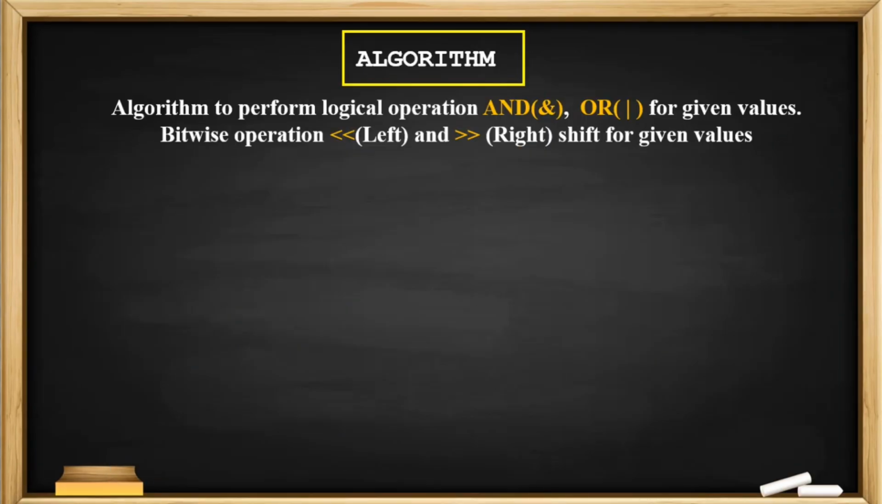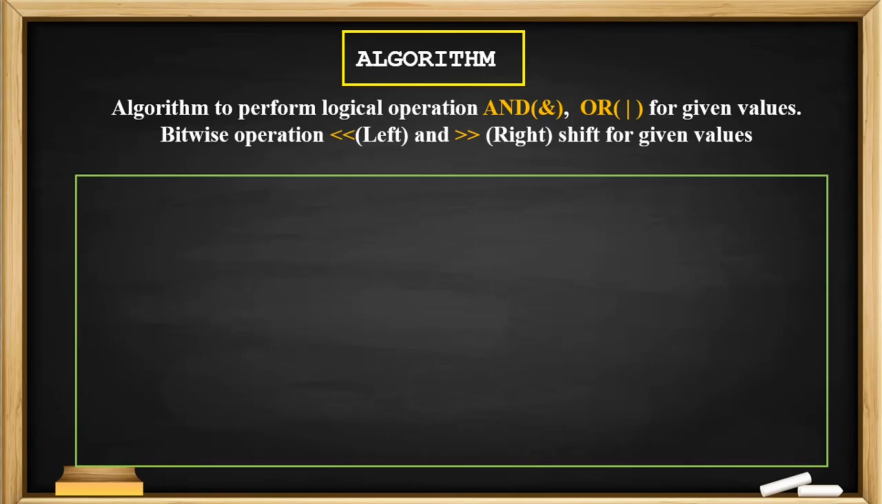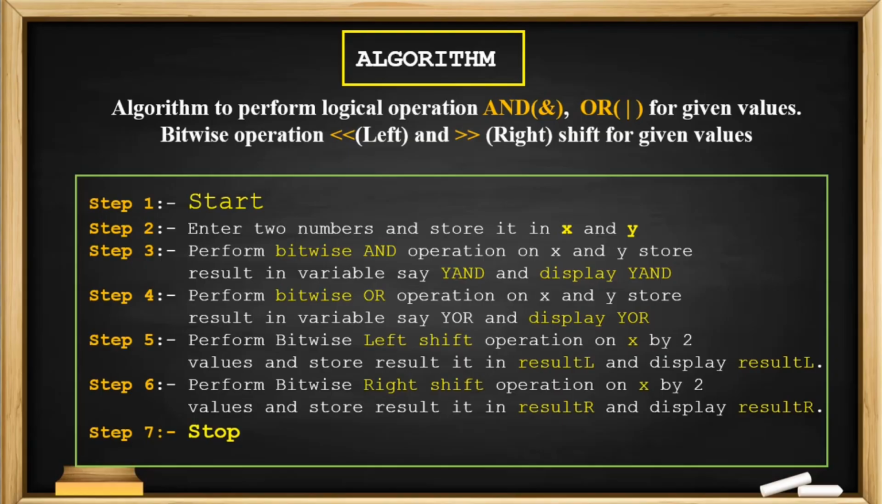We know that an algorithm is a stepwise set of instructions. Before writing actual code, we write an algorithm for our task, which is performing ANDing, ORing operation on given values. Along with that, performing bitwise left and right shift operation on data.